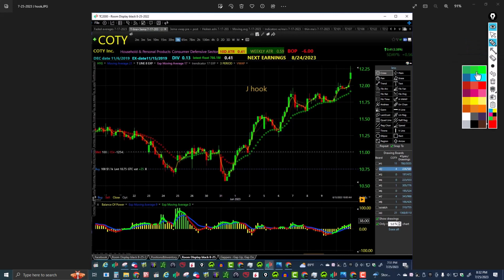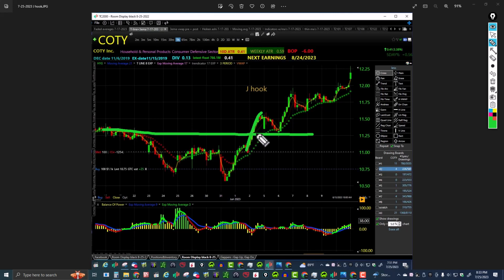Your J hook moves up, this would be right there. That would be your resistance. So price moves up through it. Now the resistance becomes support. This resistance now becomes minor support. This is major resistance, turns into minor support, because now you're above it. And it comes back. And then it J hooks into a higher high right there.